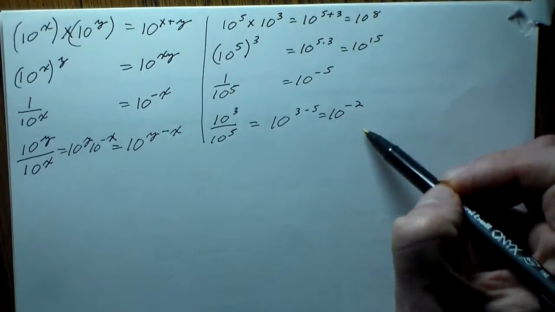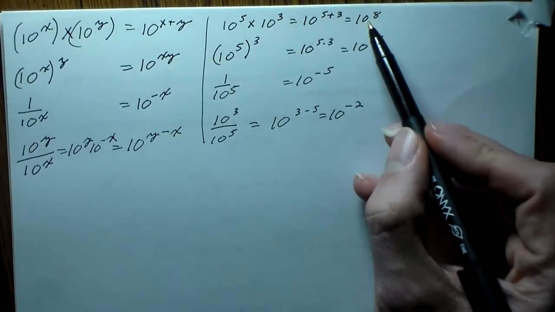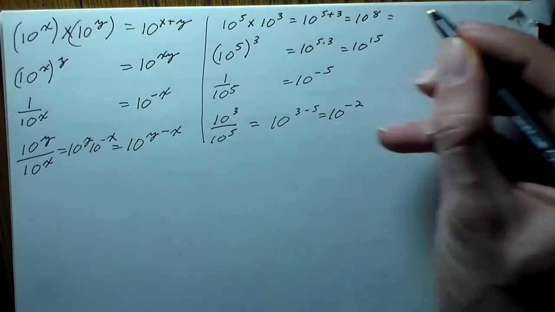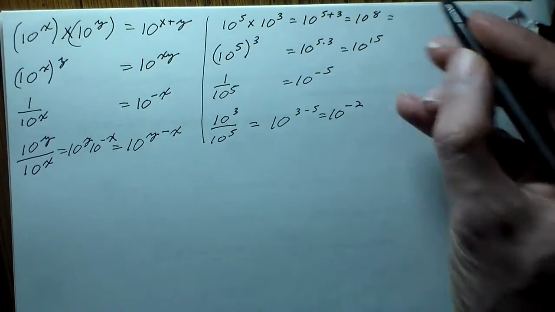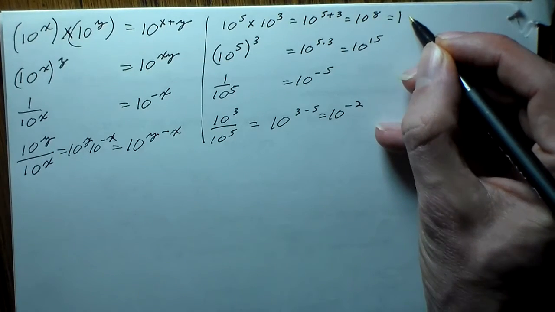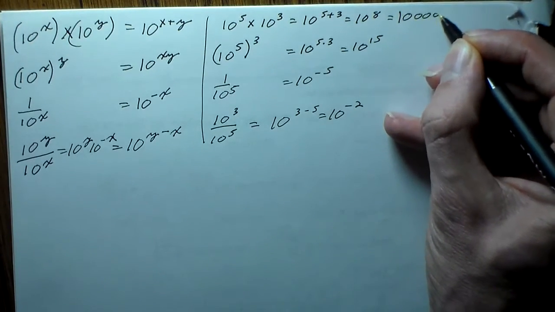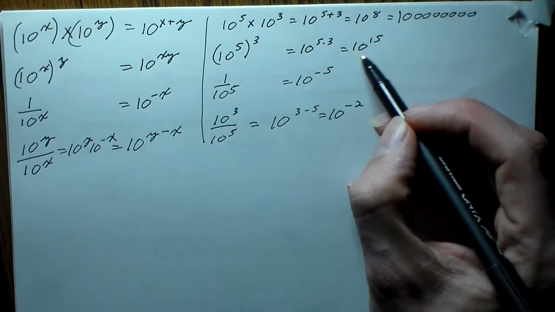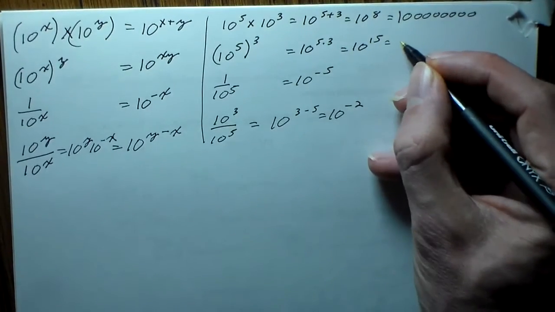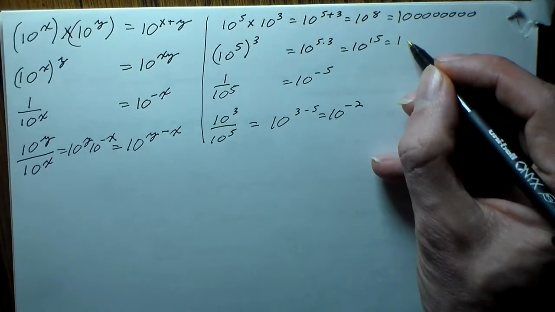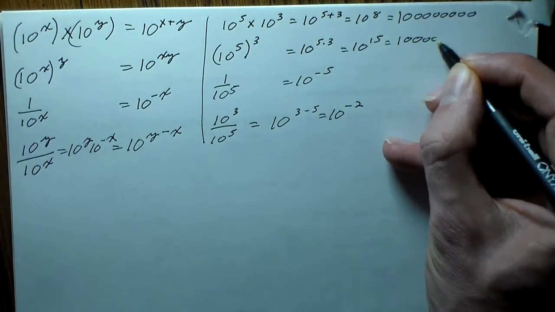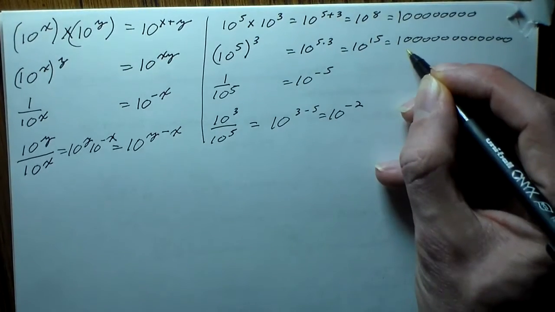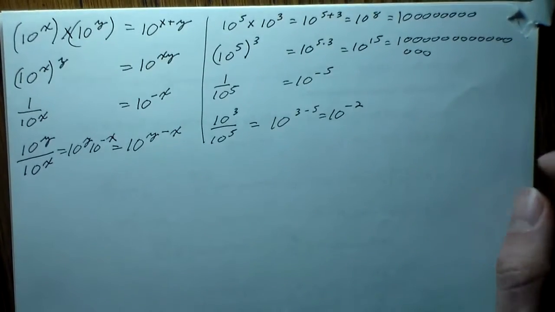Alright, one other thing about this exponential notation, what this means, if I have 10 to the 8th, that's really 1 with 8 zeros after it. So 1 with 1, 2, 3, 4, 5, 6, 7, 8. Or we have here 10 to the 15th, that's just going to be 1 with 15 zeros after it. 1, 2, 3, 4, 5, 6, 7, 8, 9, 10, 11, 12, 13, 14, 15. Okay, ran out of room there.